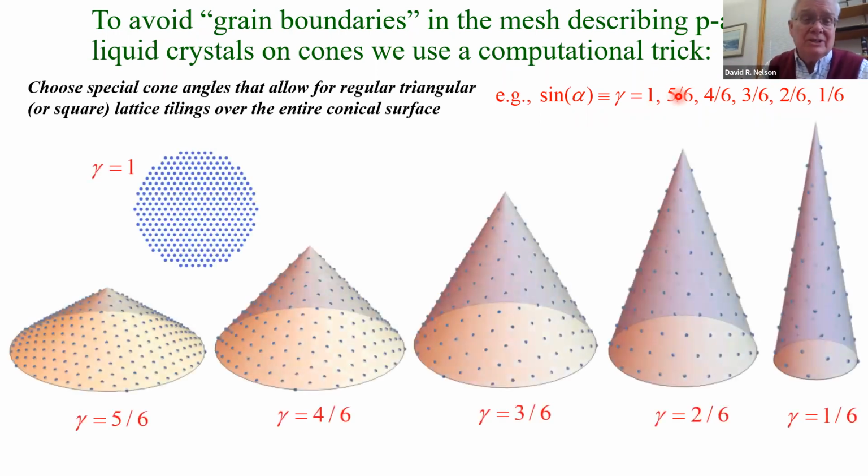And so here are these meshes for the triangular lattice case, and we'll be solving Meyer-Sopa type energies, defining ground states for these very special cone angles to just make the computation simple. We don't want artificial grain boundaries in our mesh. So that's what I'll be focusing on.